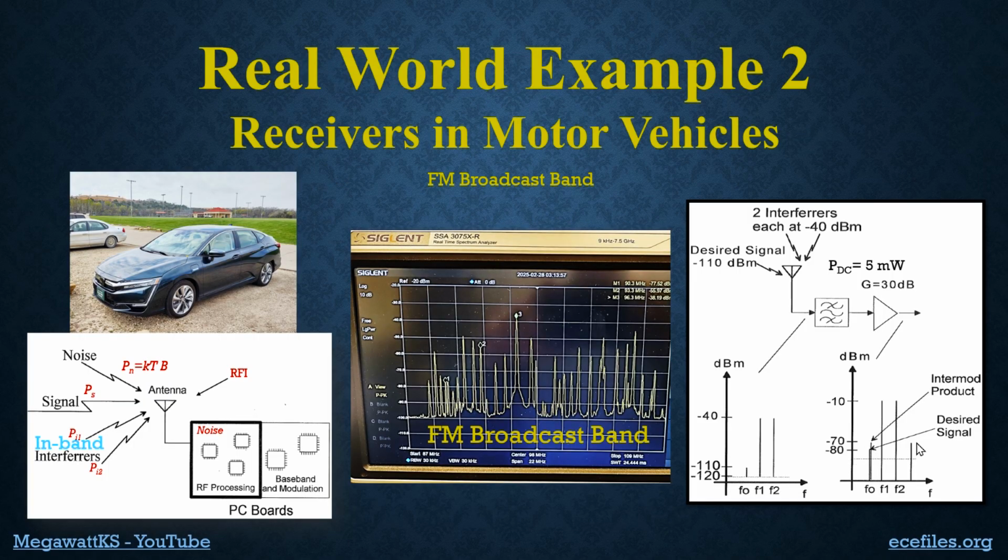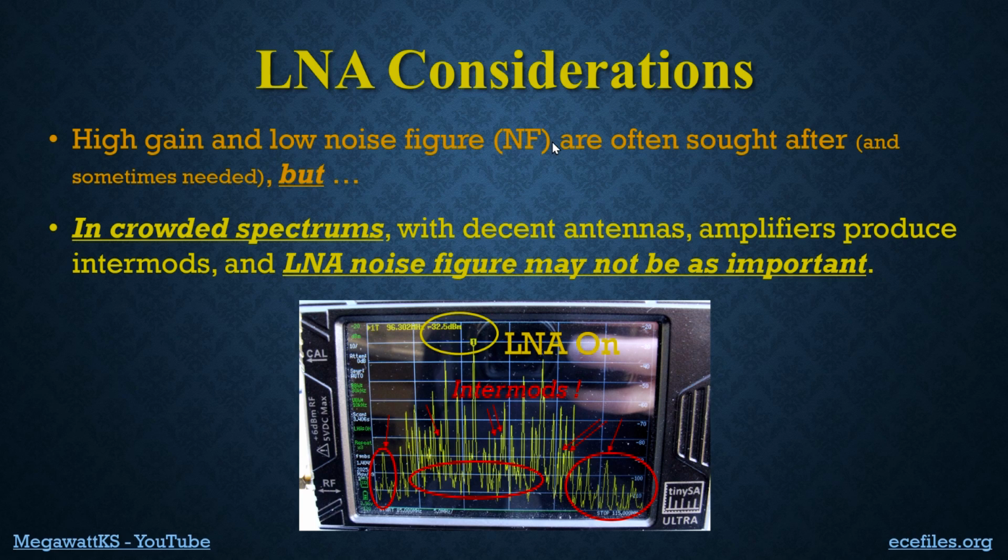If these intermods are much stronger than the noise floor, like minus 70 dBm versus minus 120 dBm for the noise floor, then what good is a 3 dB noise figure? But again, if you're trying to receive satellites, you definitely need low noise figure. So our problem has generally been intermods themselves.